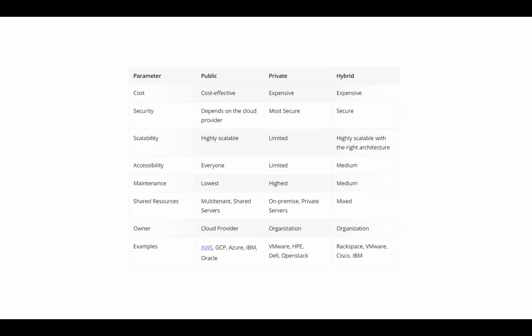Now we may get a doubt about what kind of examples you will provide for public, private, and hybrid. Examples of public are AWS, GCP, Azure, IBM, Oracle. Coming to the private, there is VMware, as we discussed before, HPE, Hewlett Packard Enterprise, Dell, and OpenStack. These are the vendors who provide private cloud. And coming to hybrid, you will have Rackspace, VMware, Cisco, IBM. These are the main differences we have to remember in the future sessions because they differentiate between the public, private, and the hybrid.